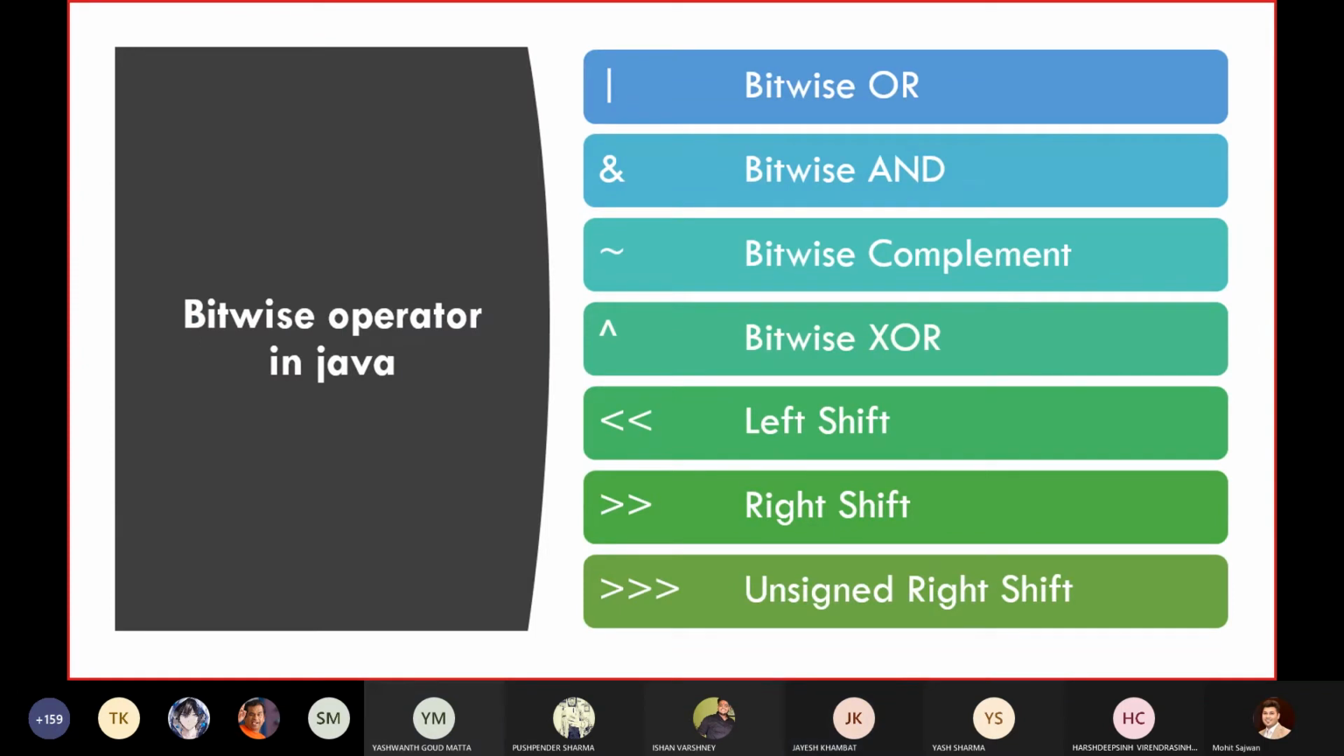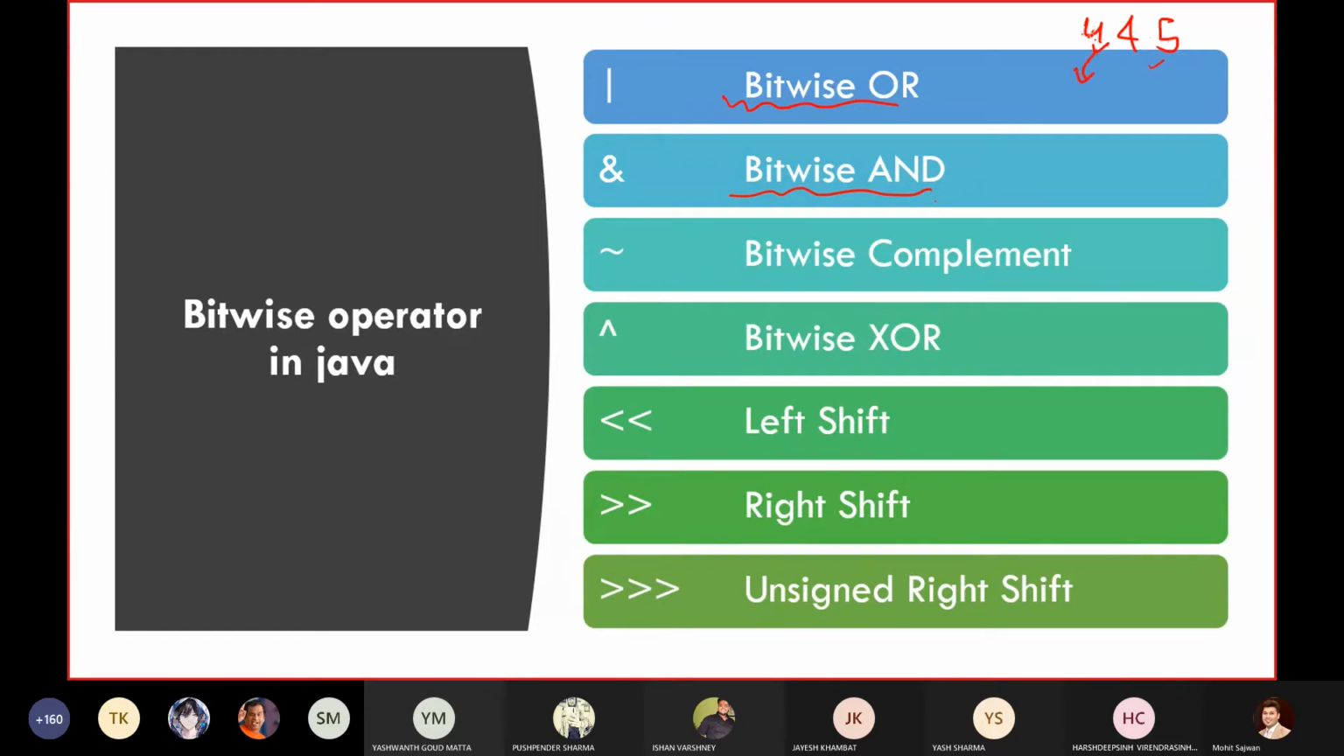So till now, what we have discussed is that whenever we store a negative number, negative numbers are stored in the form of 2's complement. And whenever you perform bitwise operators, they are performed on your bits. So suppose you have 4 and 5, it's not that you perform the AND operator directly on 4 and 5.